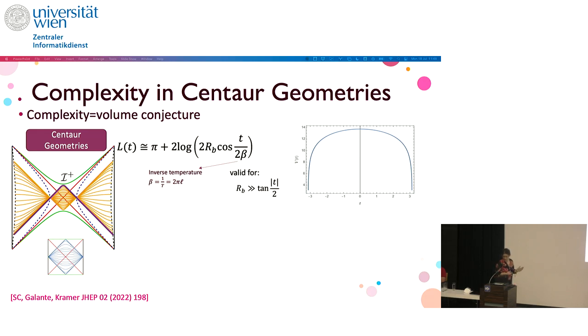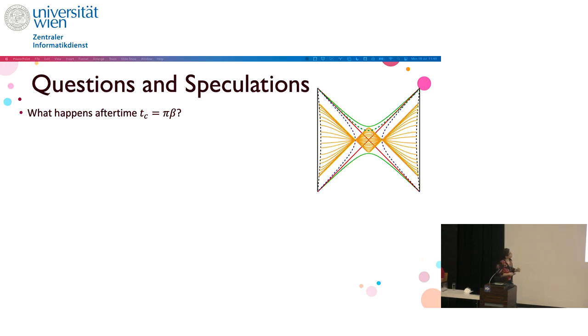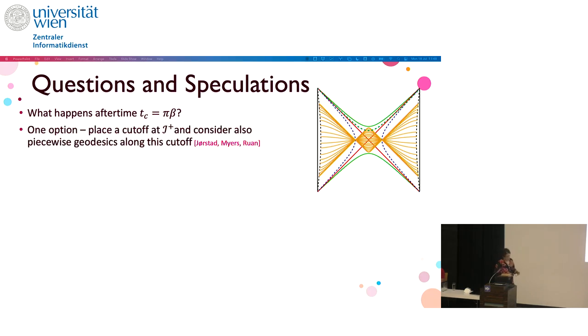So what should I make of that? As I said, geodesics don't grow linearly with time. In fact, they decrease, and they only exist for times of order the inverse temperature. So what should I make of that in the context of complexity? This is somewhat unclear, but I'm going to mention some possible proposals. I think the biggest question in this context is what to make of this time at which the geodesics stop existing. And there are several proposals.